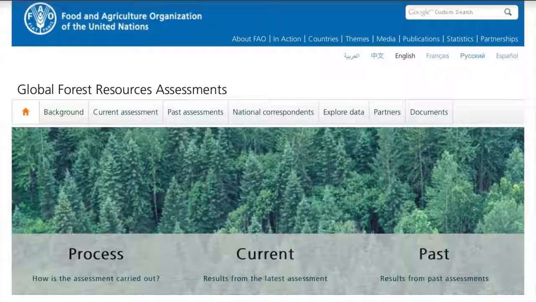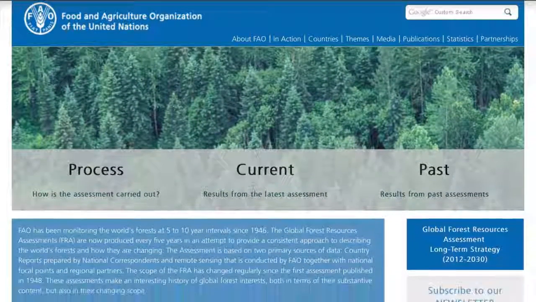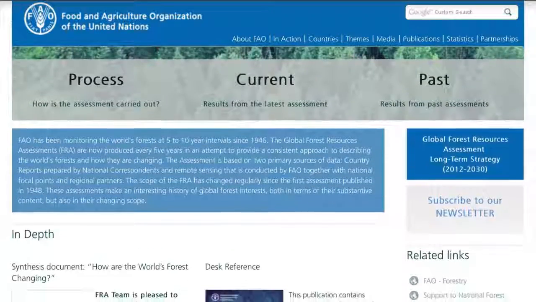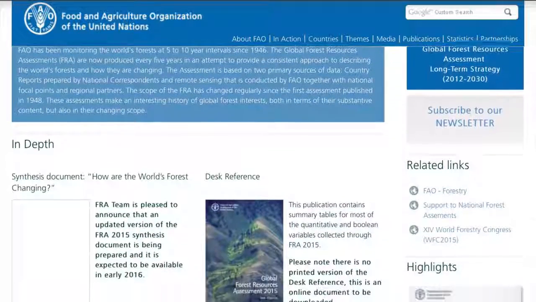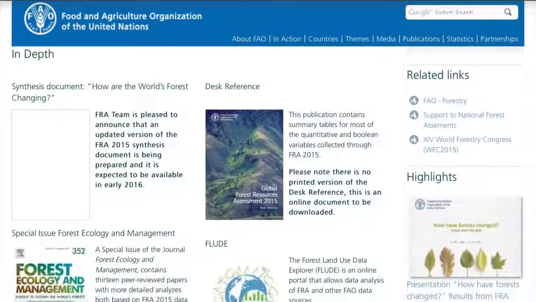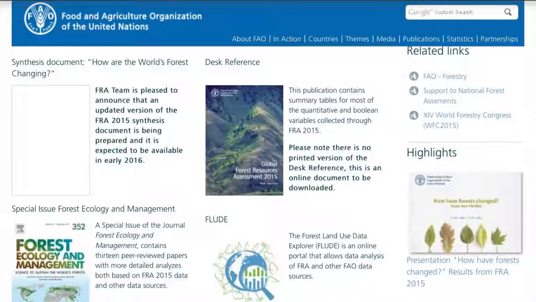I also used the Global Forest Assessment Program data to study the world's forest and how they are changing. This information on forest resource is being monitored since 1946 and provided by the Food and Agriculture Organization of the United Nations.